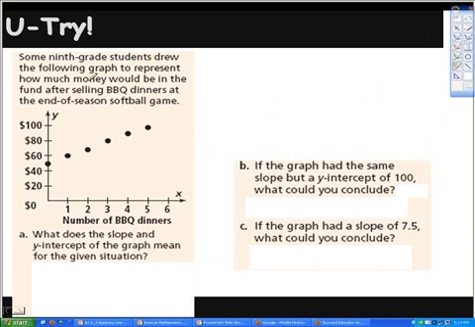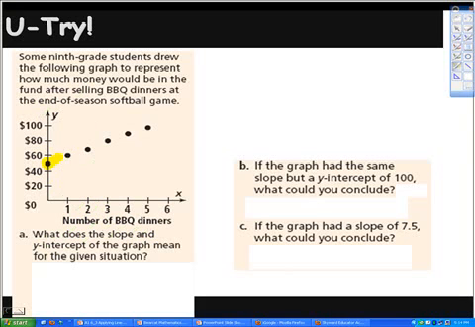It says some ninth grade students drew the following graph to represent how much money would be in the fund after selling barbecue dinners at the end of a season softball game. What does the slope and y-intercept of the graph mean for the given situation? Well, here's the y-intercept right here. It looks like it's at $50.